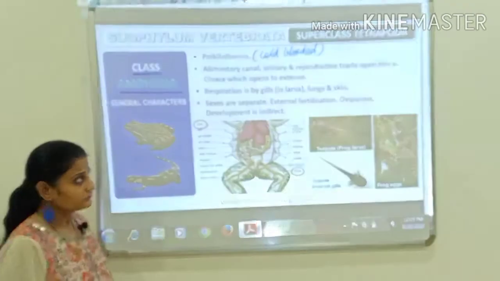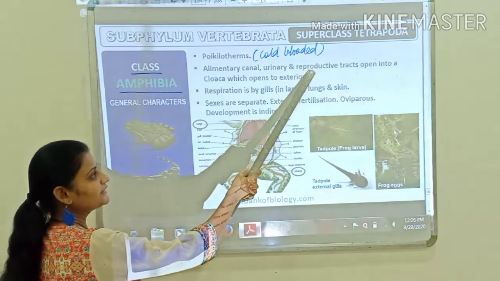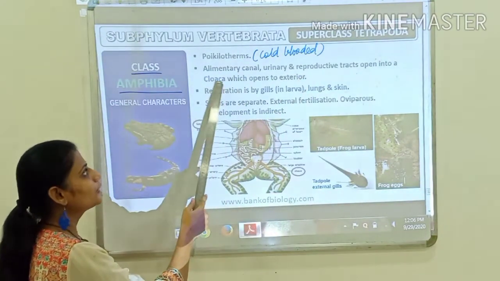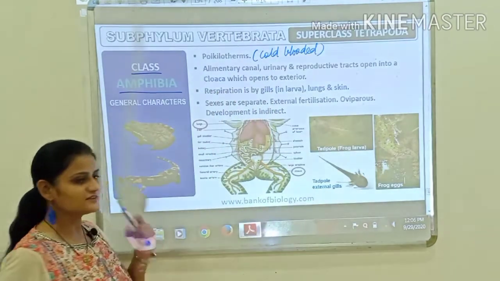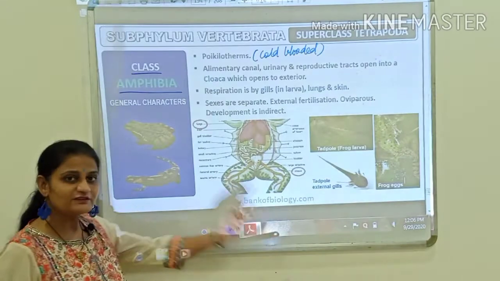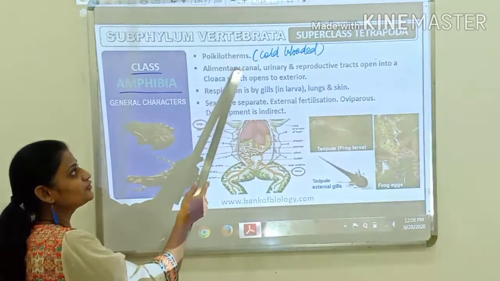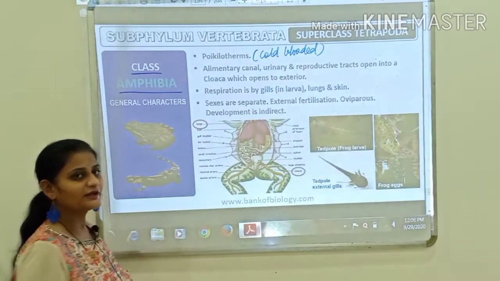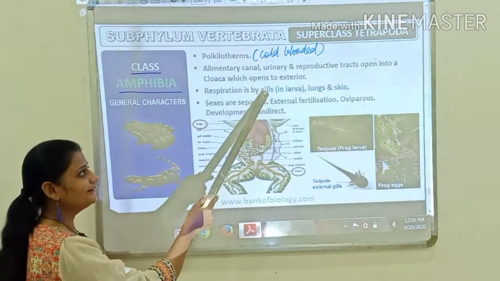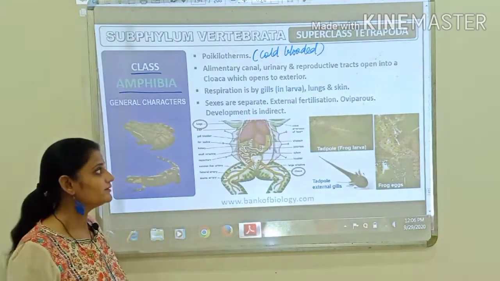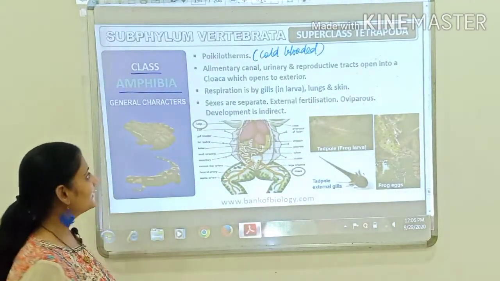Now alimentary canal, urinary duct, then reproductive tract, they open into cloaca, which opens to the exterior. That means cloaca is the opening which opens to the outside, and to this cloaca the alimentary canal, urinary tract and the reproductive tract open, right? Respiration occurs through gills in the larval stage when they are in water, and through lungs and skin when they are on the land, right?